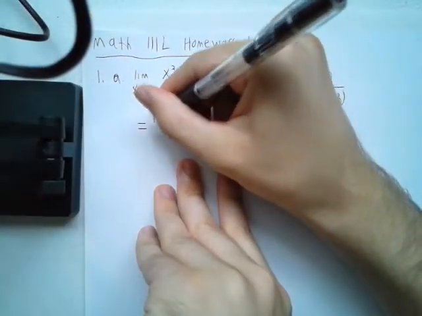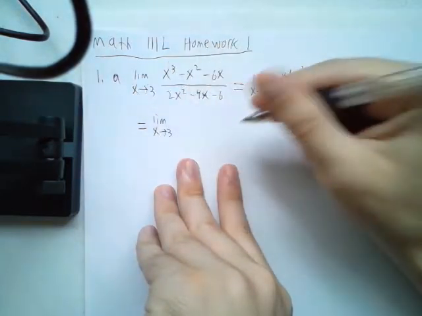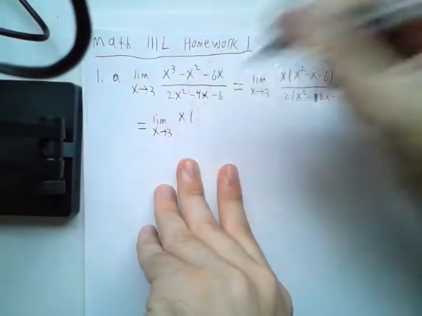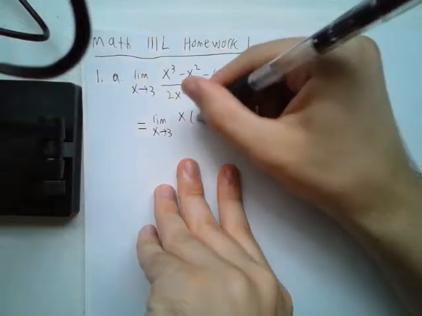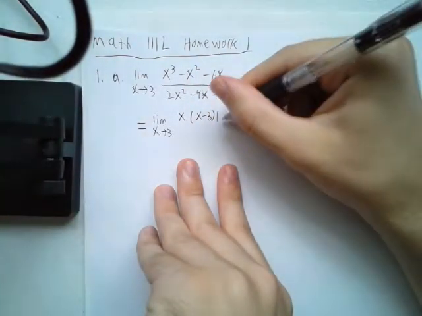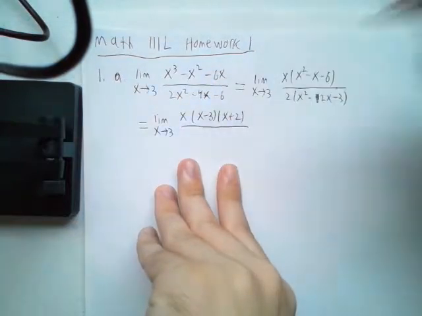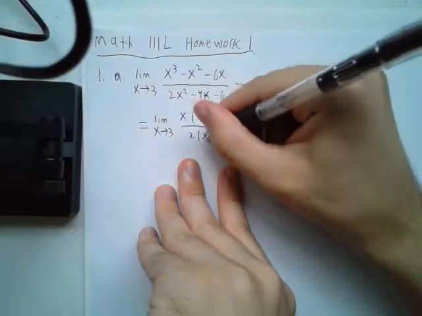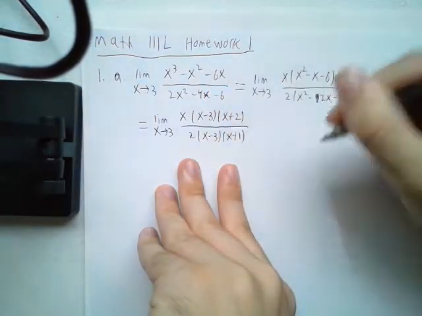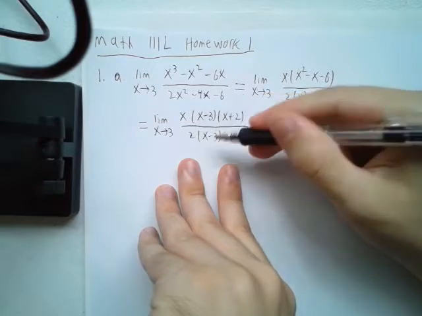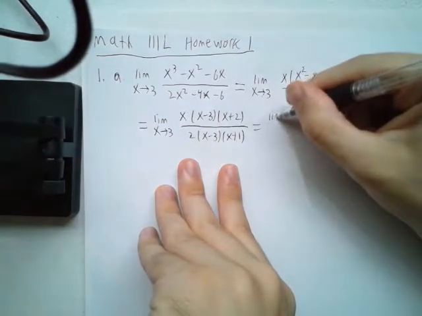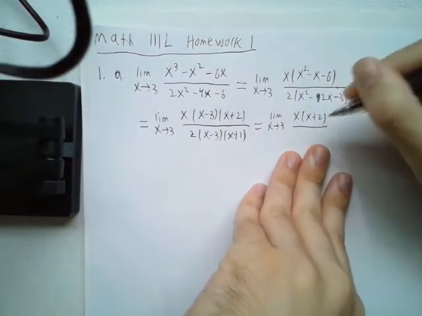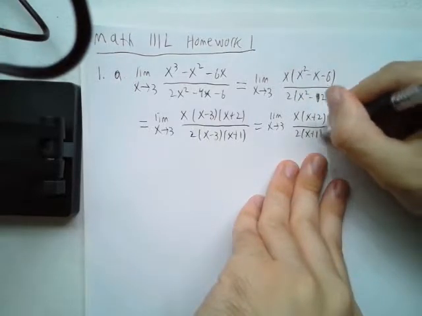This becomes the limit as x approaches 3 of x times, let's see, this will have (x minus 3)(x plus 2). And in the denominator, it looks like we'll have (x minus 3)(x plus 1). And now we have an x minus 3 in both numerator and denominator, which can be canceled. So this simplifies to the limit as x approaches 3 of x times (x plus 2) divided by 2 times (x plus 1).